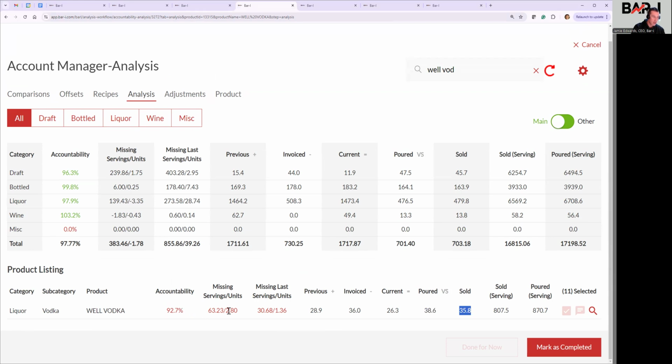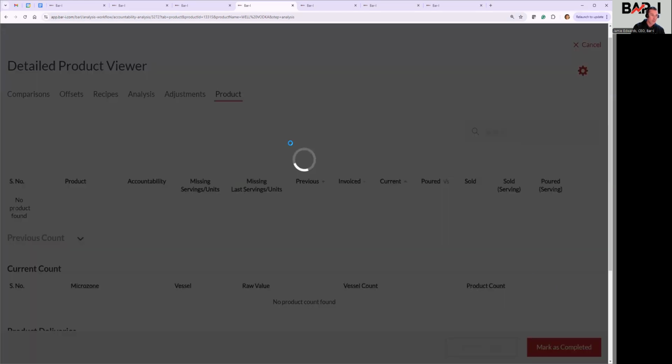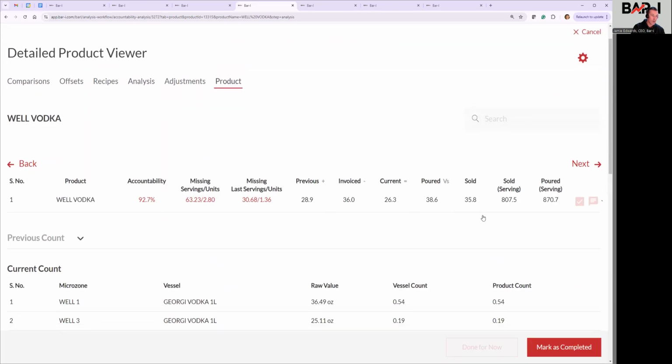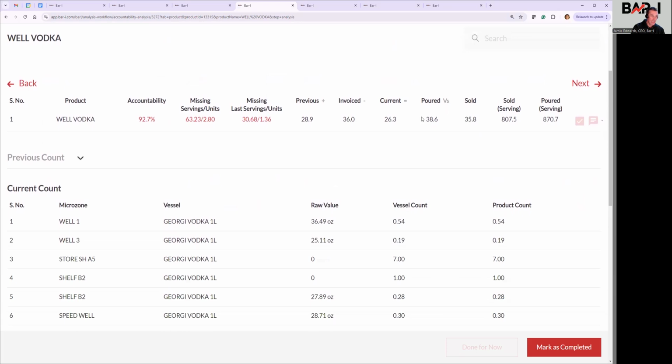So there's that 2.8 missing bottles or 63 servings. A reasonable question a bartender would ask is, how do I know that's true? And that's where the detailed product viewer comes in. The detailed product viewer breaks down all of the line by line information that has led to these calculations.